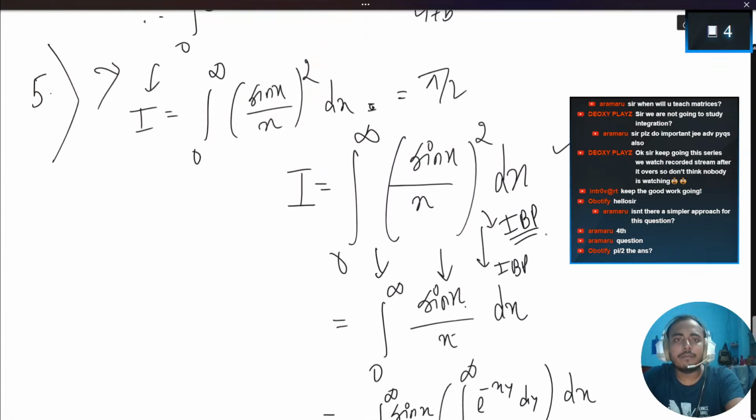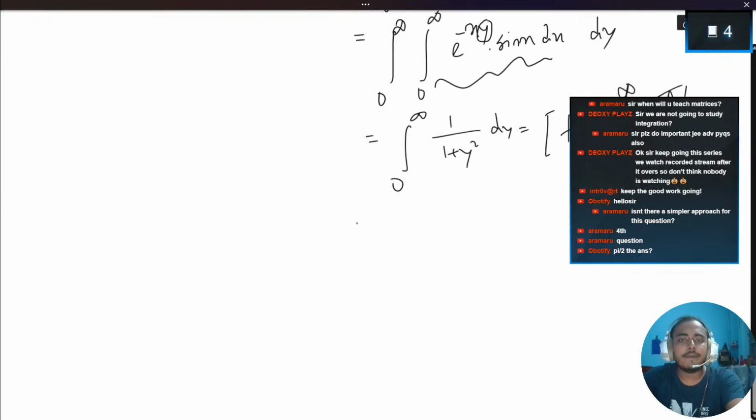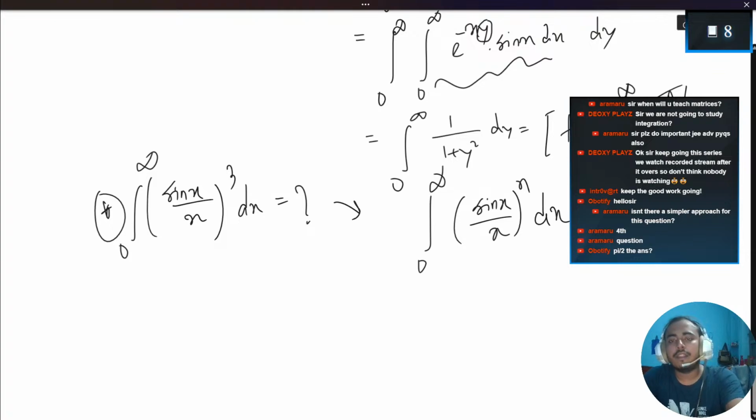But do not be fooled, because 0 to infinity sin x by x is pi by 2, and 0 to infinity sin x by x whole square is pi by 2. Do not think that sin x by x whole cube is also going to be pi by 2. This is not pi by 2, and you can try it as an exercise to find the value of this on your own. And if you're interested further, you can go ahead and try sin x upon x whole to the power n for any positive integer n. You can try both of these sums. Both of these are very hard, I would say, and obviously the latter one is very hard.